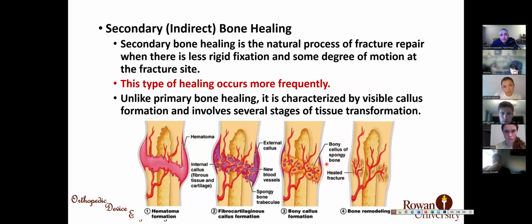As you see here, there will be an extra callus formation. So the diameter of the repair site is larger than the normal bone. And it means that it is stronger for the time of the healing. And also it is much faster than the primary healing. So we have a union at the fracture site much sooner than the primary healing.